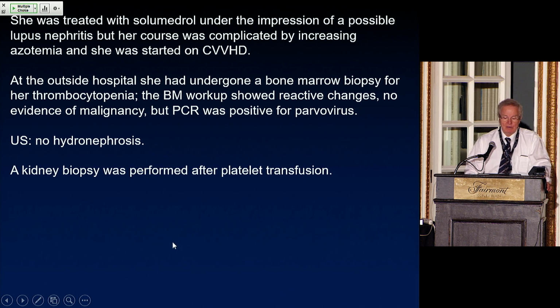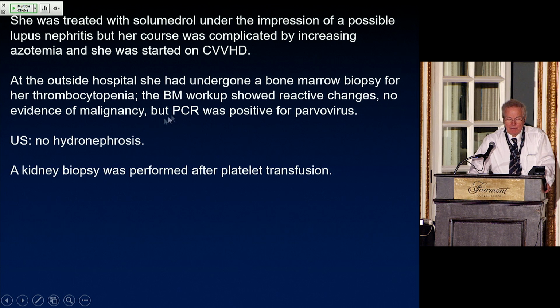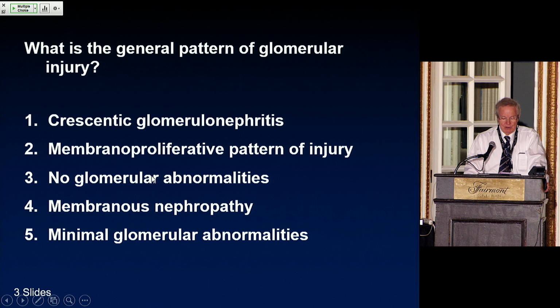She was treated with Solumedrol under the impression of a possible lupus nephritis, but the course was complicated by increasing azotemia, and she was started on CVHD. At the outside hospital, she had undergone a bone marrow biopsy for her thrombocytopenia. The bone marrow workup showed reactive changes, no evidence of malignancy, but the PCR showed positive for parvovirus. US, no hydronephrosis, and a kidney biopsy was performed after she received a platelet transfusion.